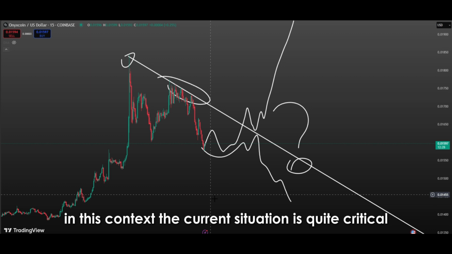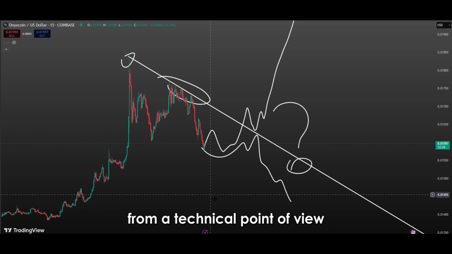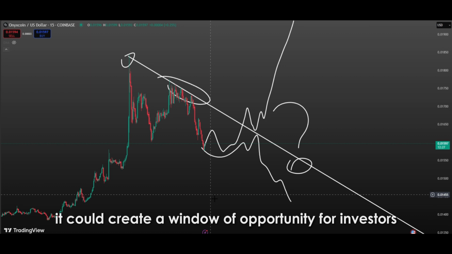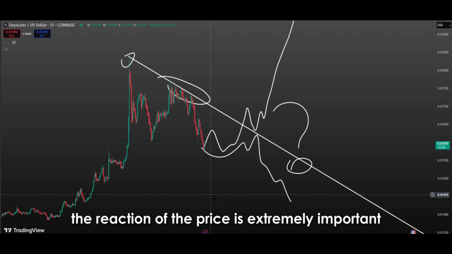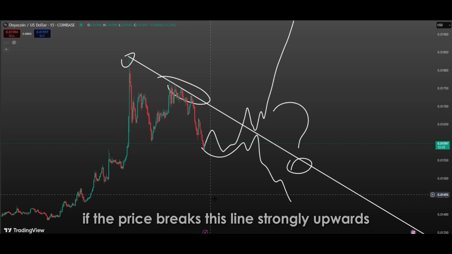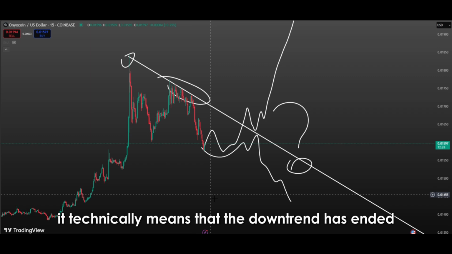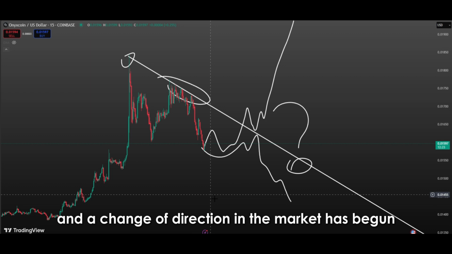In this context, the current situation is quite critical from a technical point of view. If the price approaches and touches the falling trend line, it could create a window of opportunity for investors. At this point, the reaction of the price is extremely important. If the price breaks this line strongly upwards, it technically means that the downtrend has ended and a change of direction in the market has begun.